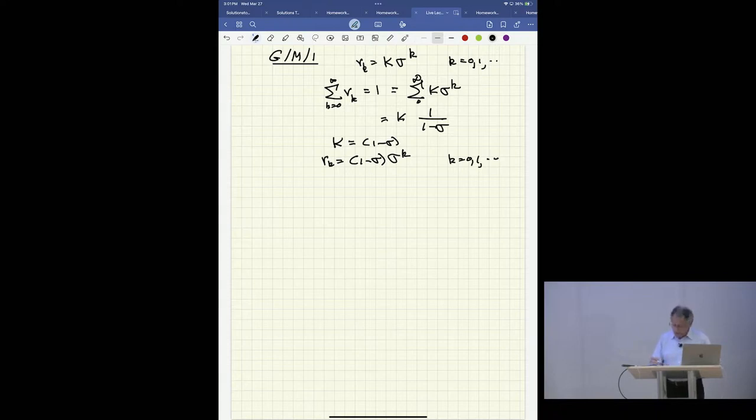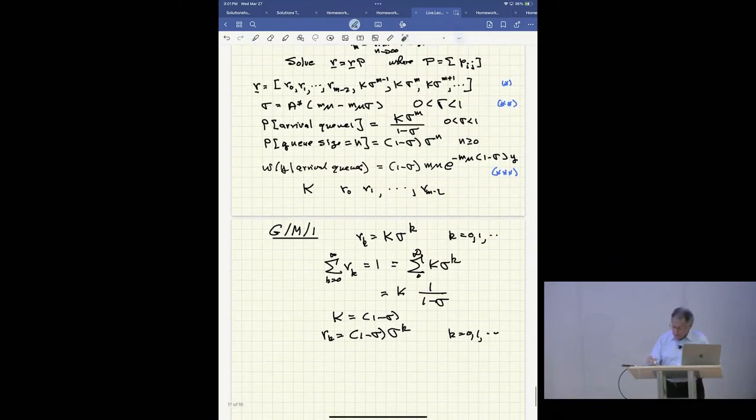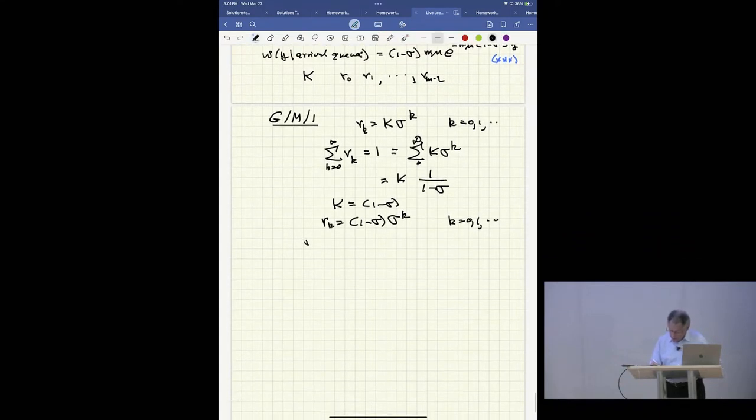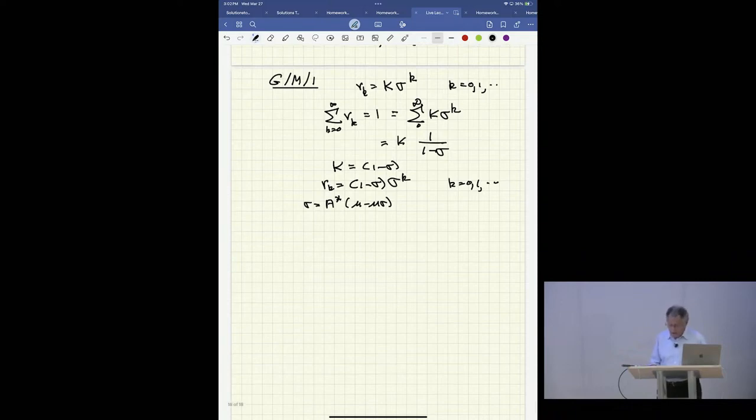Now the only unknown there is sigma. And how do you find sigma? From our expression above, up here, from this one, m is equal to 1 in this case. So we know that sigma must simply be equal to A star of mu minus mu sigma. That solves all GM1 systems. They're all geometric in terms of the number found by an arrival. Now, as an aside, R_k, remember, is the distribution of number found by an arrival.